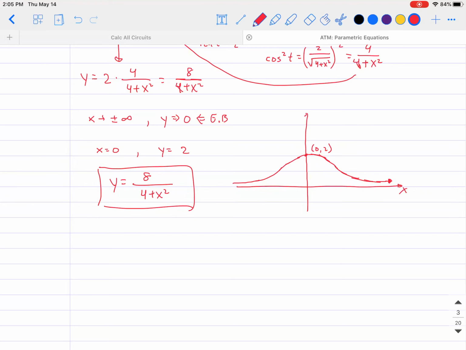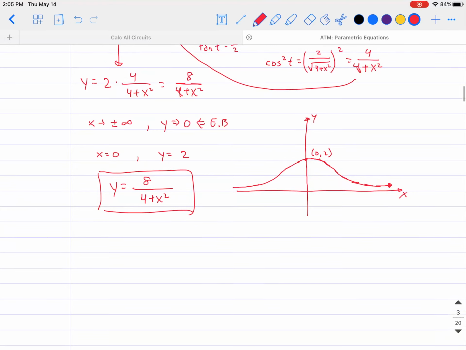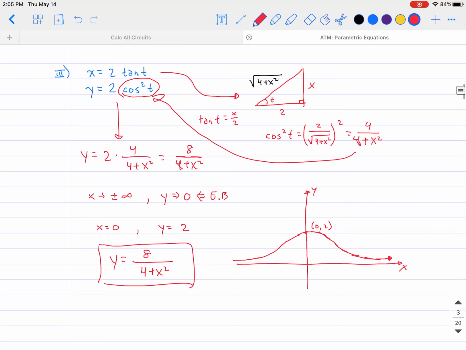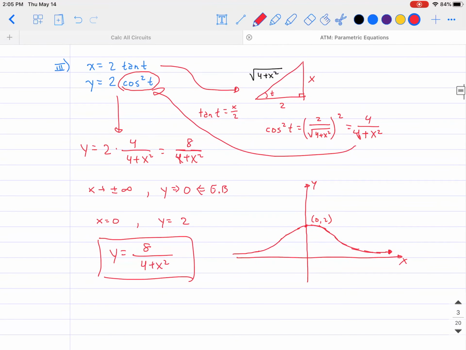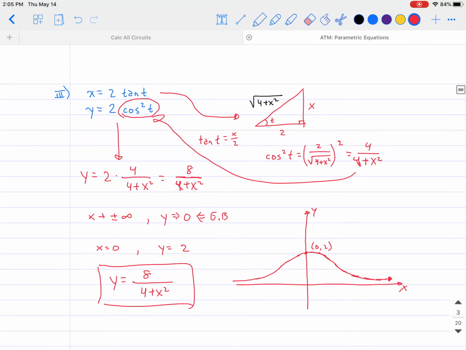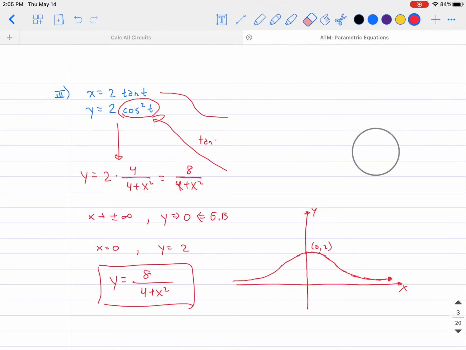Okay, so that is going to be the bell curve, which is going to represent this equation. And final item, just like before, we're going to look at what happens when I plug in values of t, so you can see how this is parameterized. Let's go ahead and make a substitution. I'm going to erase some of this so I can make some space.